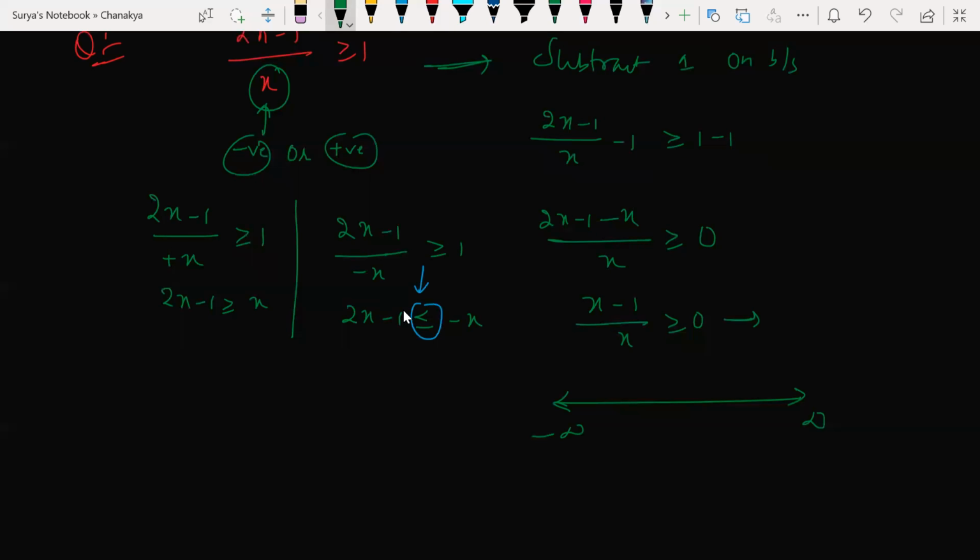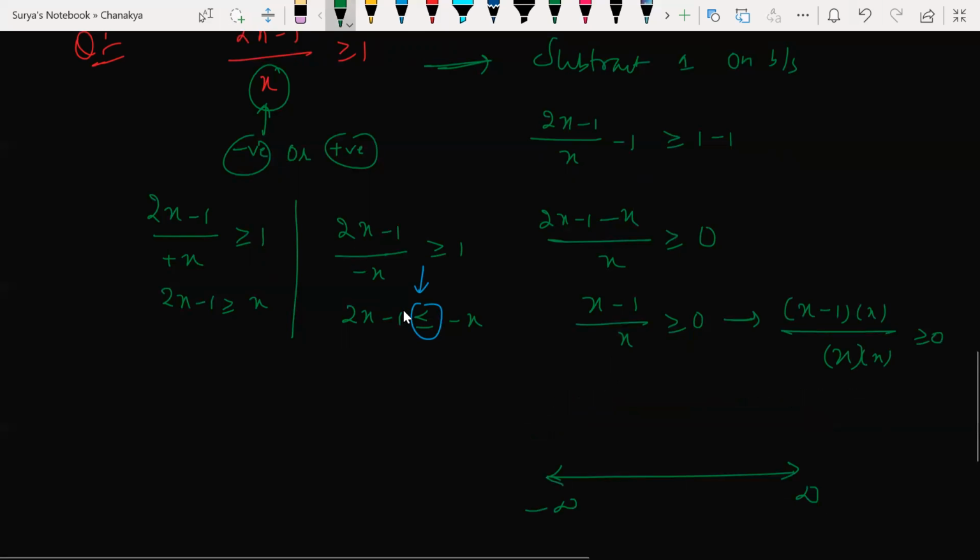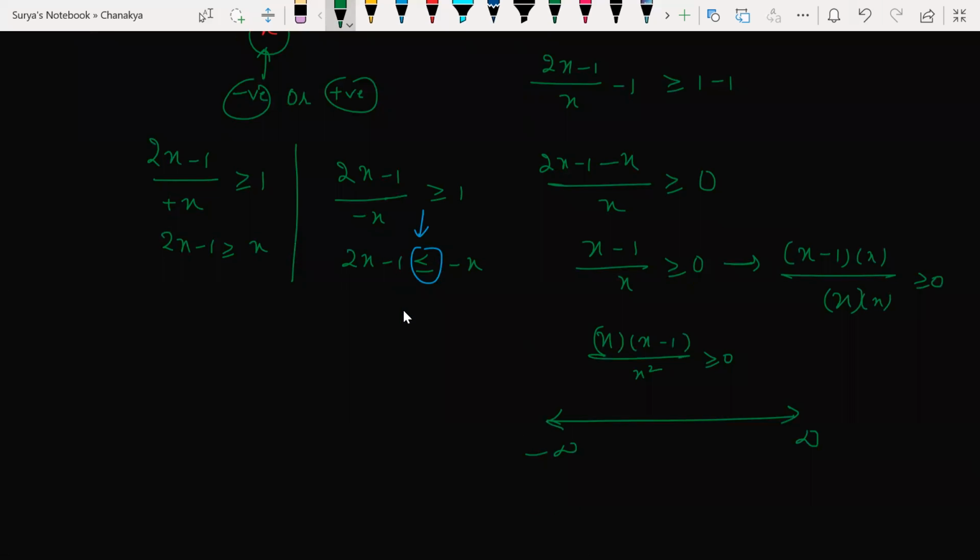Guys, look at this. When you have a linear factor in the denominator, I told you, beta, multiply and divide with that particular factor. I do not know whether it's positive or negative, so multiply and divide with that x. Just now I told you, isn't it? So it becomes x into x minus 1 by x square greater than or equal to 0. The denominator part now became positive. So my critical points are 0 and 1 here. Understood now?